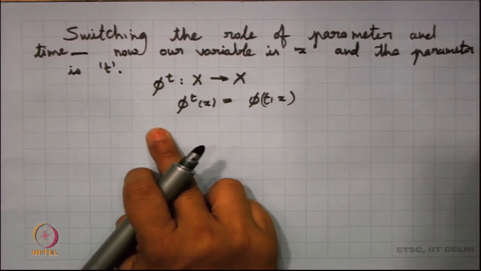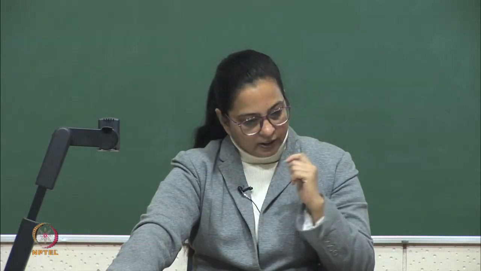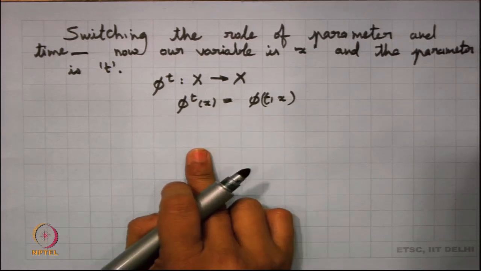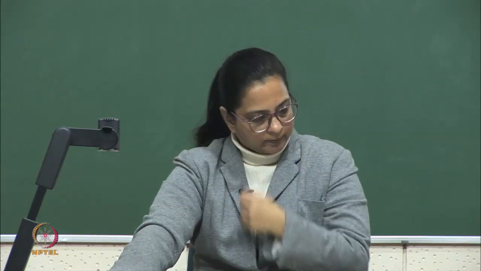So starting with the differential equation, we are now looking at this as a map. So we get a map now. Now, what does this map tell me? This map tells me that after t units of time, starting from x, where do we land up? So this is now looking into the position of the point, where the system lands up after a given time t.